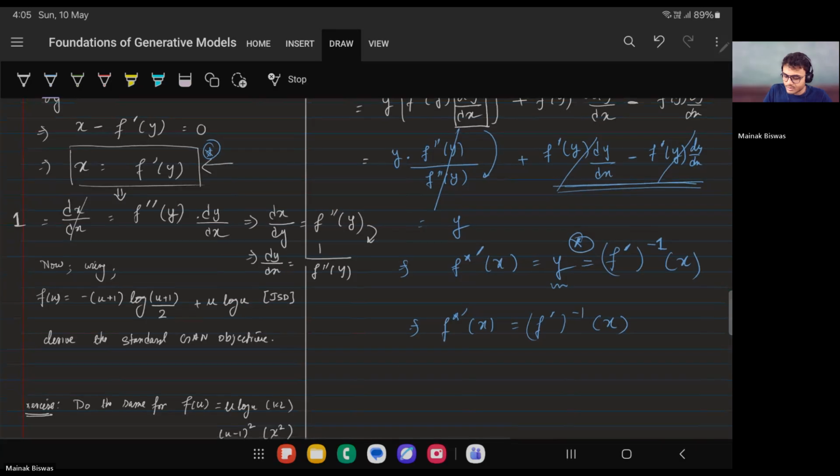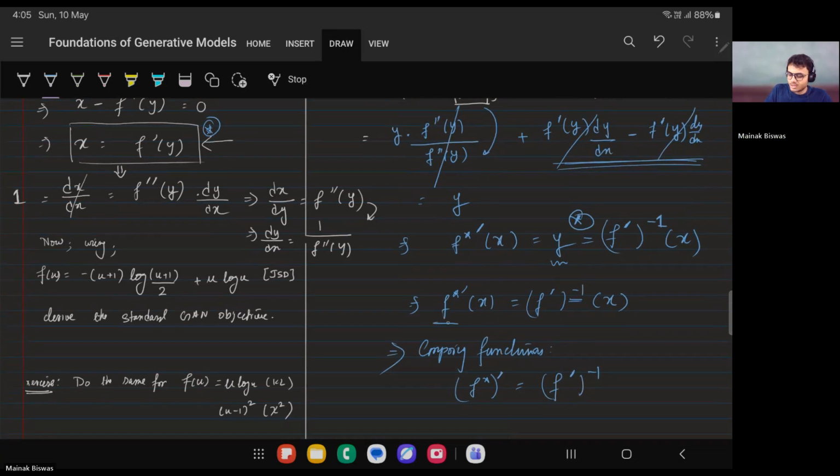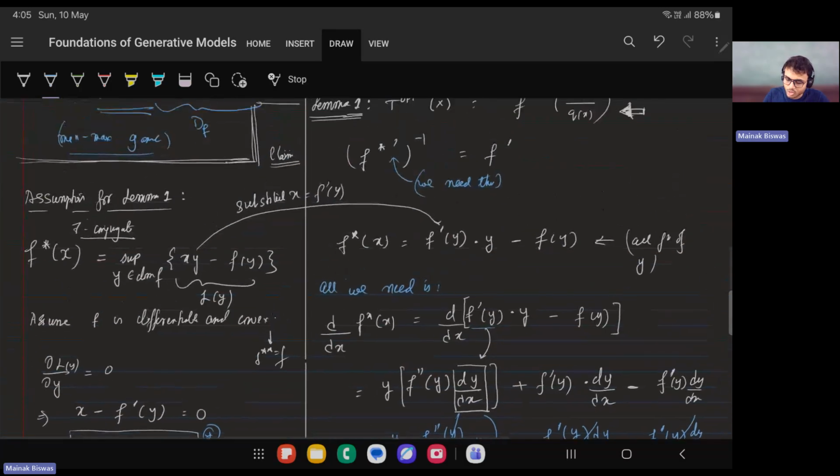So now, which means this is an inverse function, right? So comparing functions on both sides, we get the derivative of the conjugate is equal to the inverse of the derivative. This and this, because both are the same parameters x. So this is what I wanted to prove.